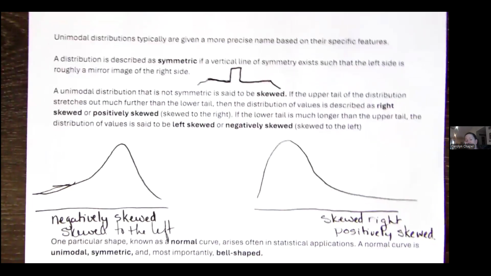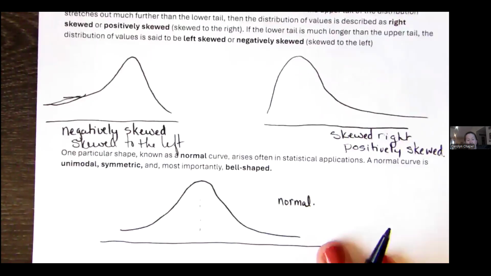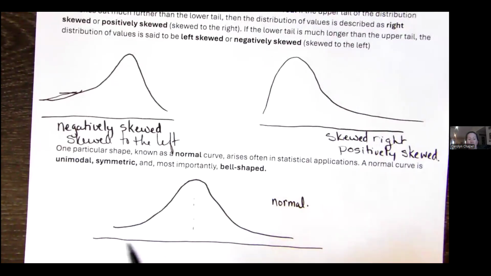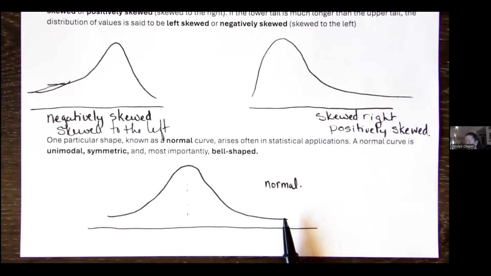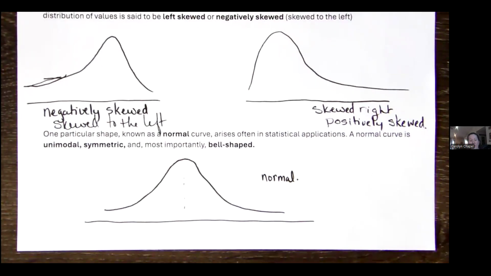Now, if we have something that is beautifully symmetric in the middle, bell-shaped, and unimodal, that one gets another special name called normal. This is a curve that we will talk about a lot in this class. The normal curve is one that is unimodal, symmetric, and bell-shaped. If you write the word normal, it automatically implies the other two. So if you say something is roughly normal, you are automatically saying it's unimodal and symmetric as well. So we don't need to put all three of those pieces down.